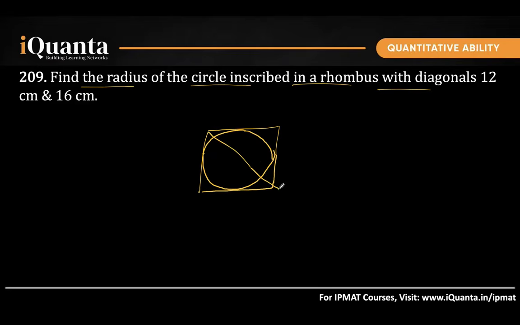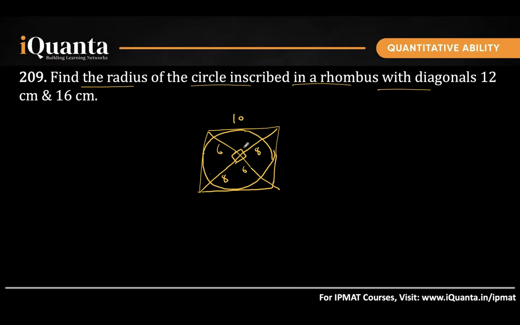Okay. Diagonals are 12 and 16. This is the shorter diagonal. Obviously, this will be 12 and this will be 16. You know that the diagonals of a rhombus are perpendicular bisectors of each other. So this is shorter diagonal 12. This half will be 6. This will be 6. This is the longer diagonal 16. This will be 8. So this will be 8. Now these are at 90 degrees. 6, 8, 10. This will become a Pythagorean triplet.